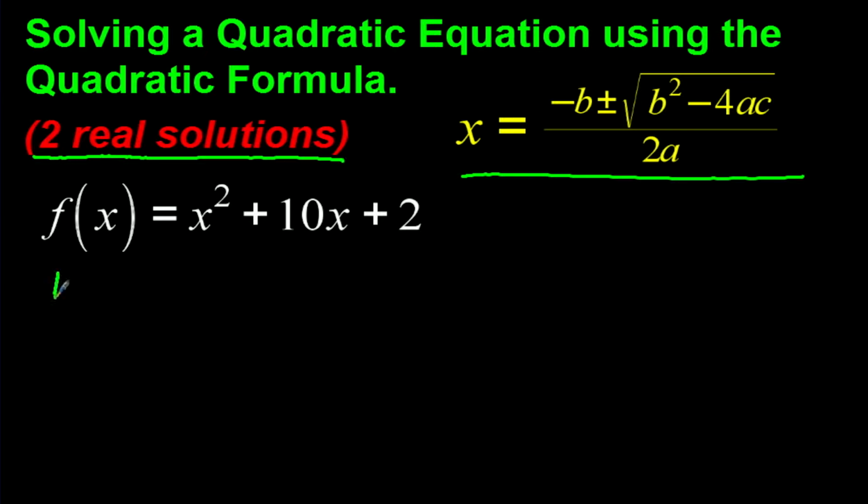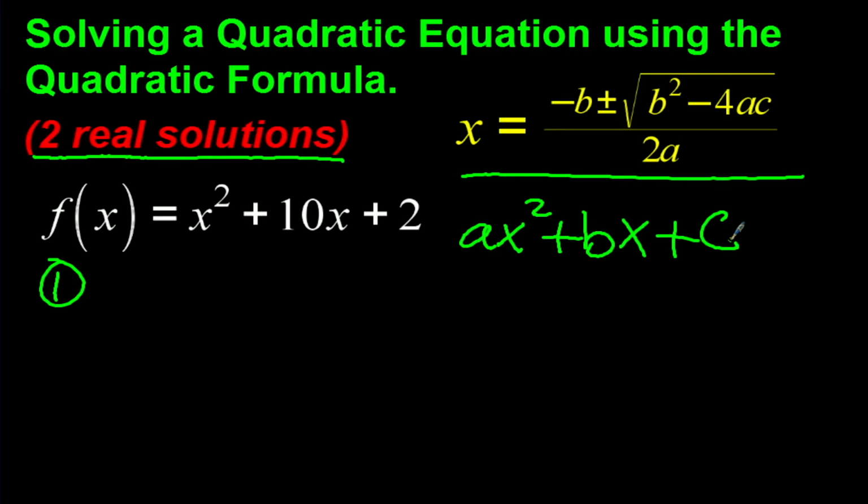So the first step when we're solving a quadratic equation using the quadratic formula is that we have to identify a, b, and c. We get that from the standard form of ax squared plus bx plus c, where a is your leading coefficient, b is your second coefficient, and c is your constant term. So we pull those out of this.